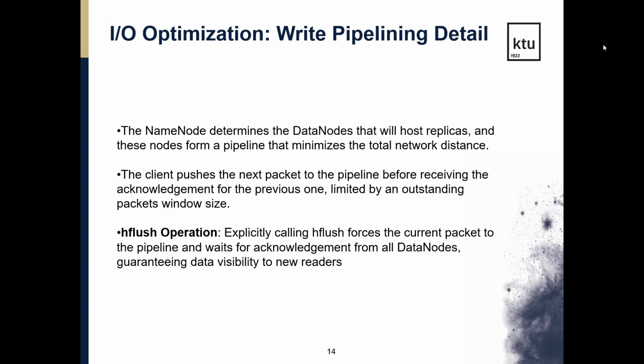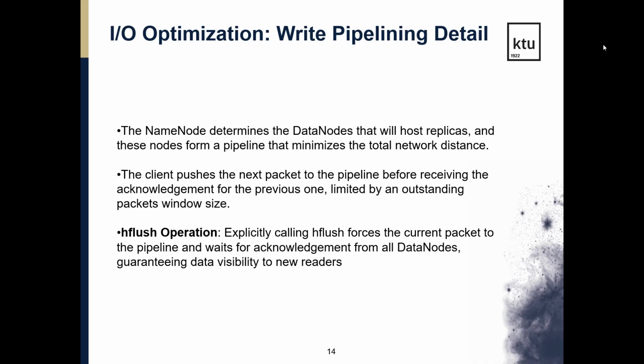Now we are going to see input-output optimization, the writing pipeline in detail. The NameNode determines the DataNodes that will host replicas, and these nodes form a pipeline that minimizes total network distance. The client pushes the next packet to the pipeline before receiving the acknowledgement for the previous one, limited by the outstanding packet window size. With the hflush operation, it immediately sends an acknowledgement.